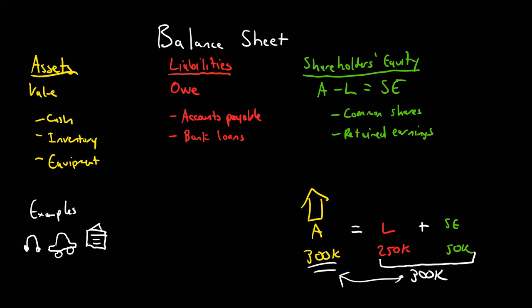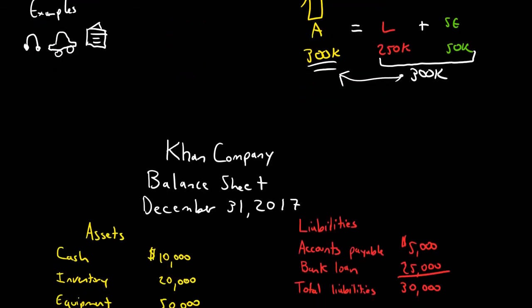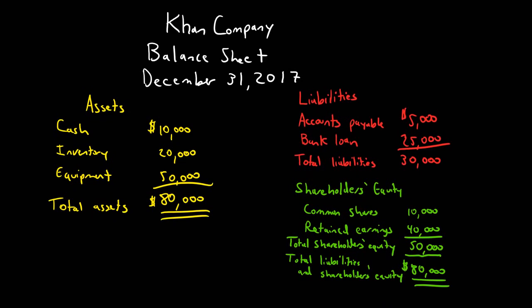So let's have a look at a sample balance sheet. So here we have the assets listed on the left, nothing new here, cash, inventory, and equipment. The total assets there are $80,000. On the right, we've got our liabilities of $30,000 and our shareholders' equity here, the total is $50,000. So if I add my liabilities, $30,000, plus my shareholders' equity, $50,000, I get total liabilities and shareholders' equity of $80,000. And you can see my total assets equals my total liabilities plus my shareholders' equity.